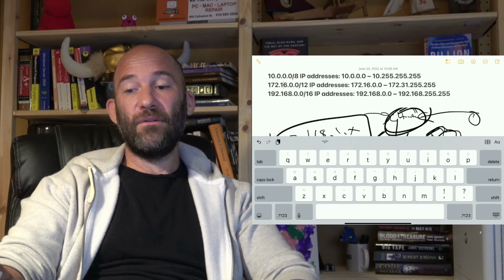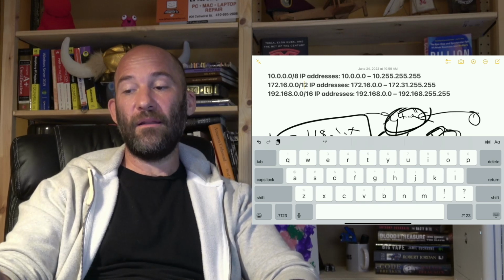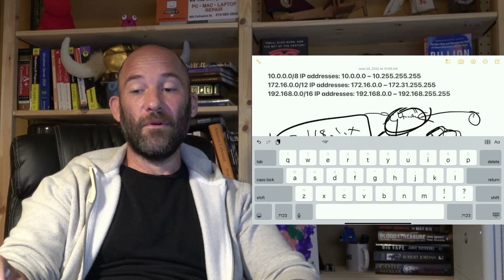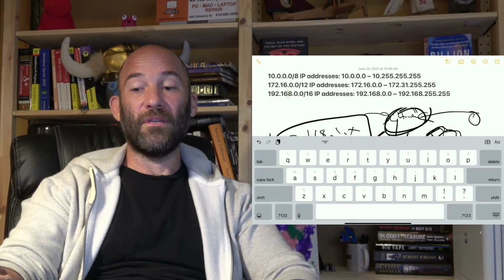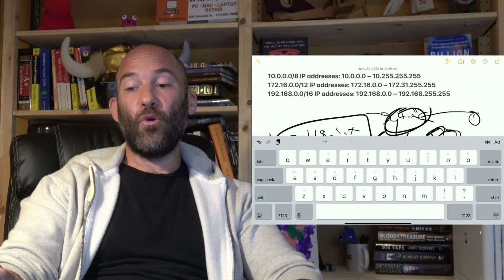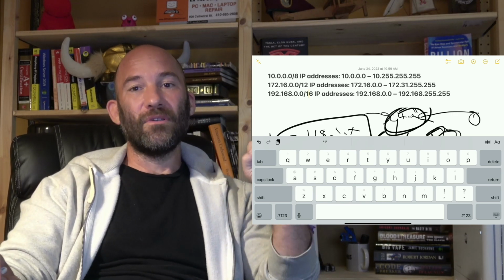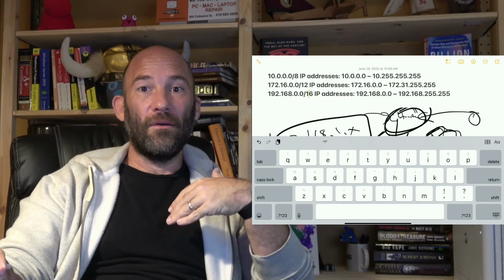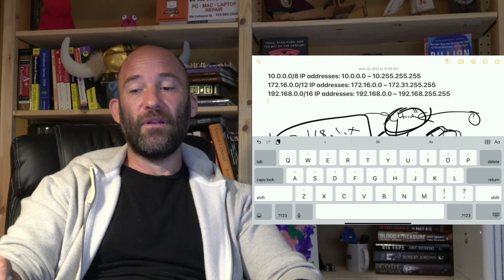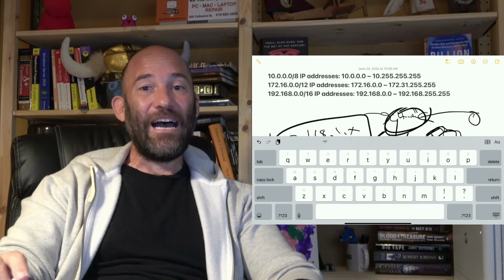They have 172.16.0.0. That's a /12 subnet. So that will give you a lot of different IP addresses that you can use. Or what you'll see me use most of the time here is the 192.168.0.0/16. So basically, any IP addresses within this particular range will simply get ignored when it goes out to the wider internet.